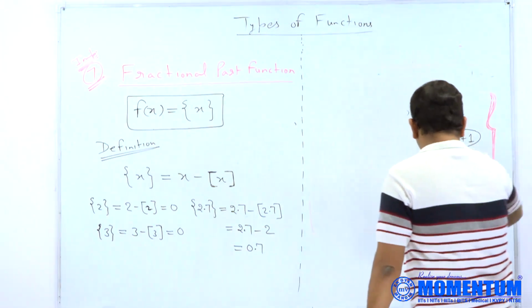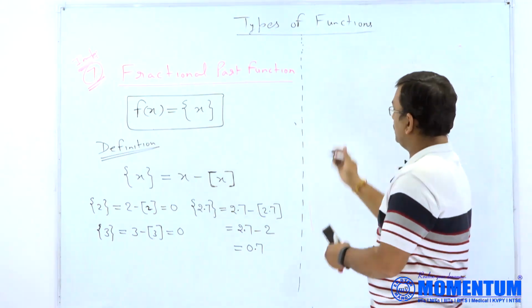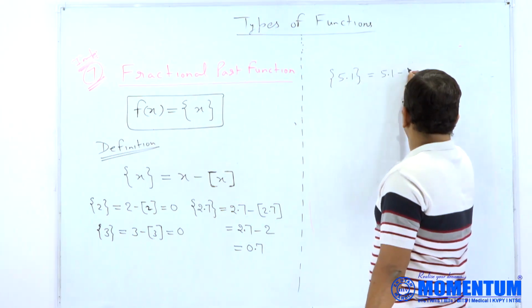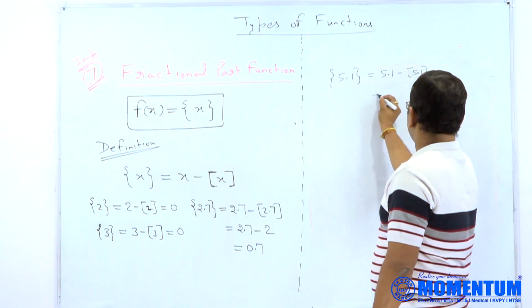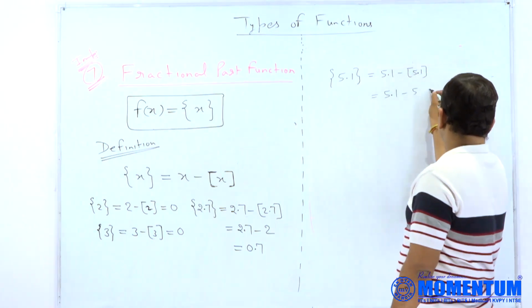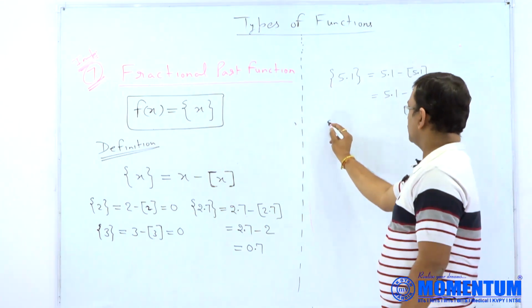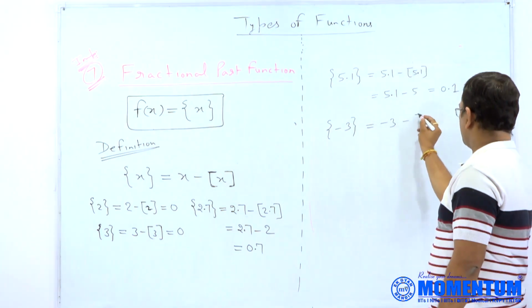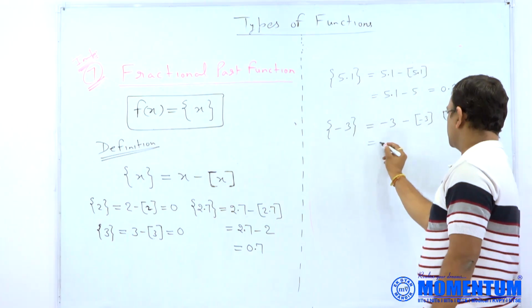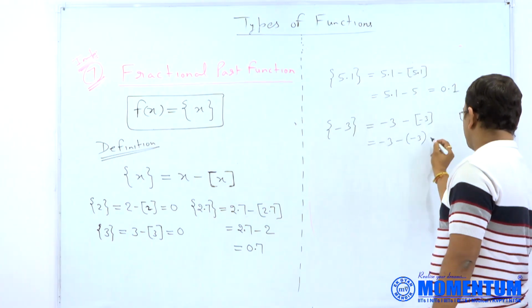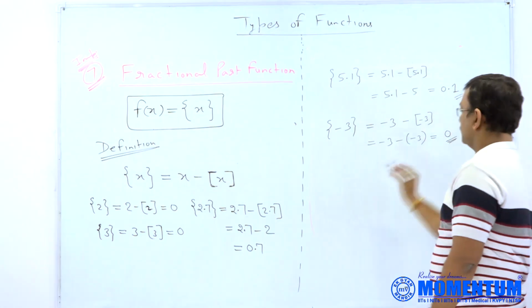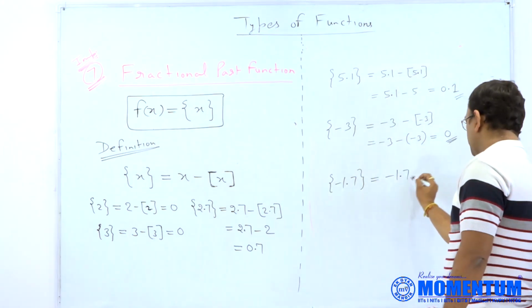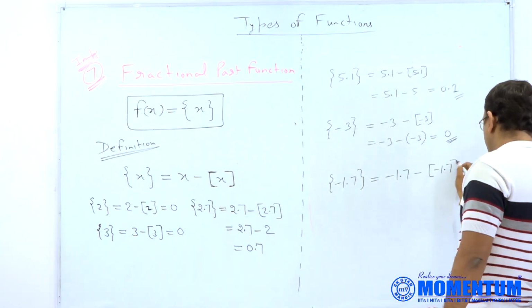Some more examples. Curly bracket 5.1, how much? 5.1 minus square bracket 5.1. 5.1 का स्क्वायर ब्रैकेट 5, what's the result? 0.1. Curly bracket minus 3, it will be minus 3 minus square bracket minus 3. So minus 3 का स्क्वायर ब्रैकेट minus 3, result is 0. Curly bracket minus 1.7, how much? Minus 1.7 minus square bracket minus 1.7.